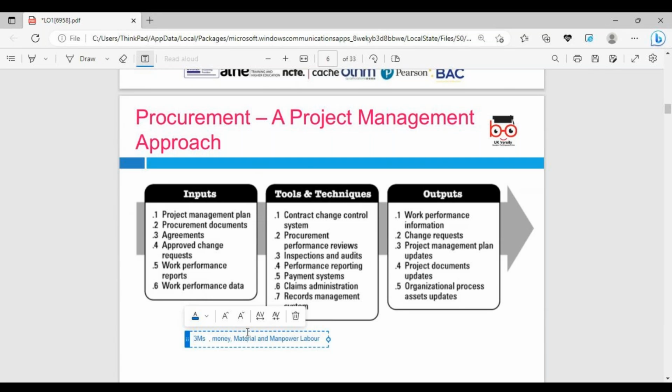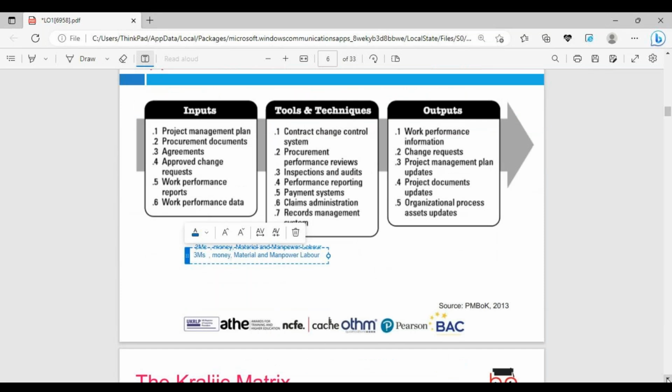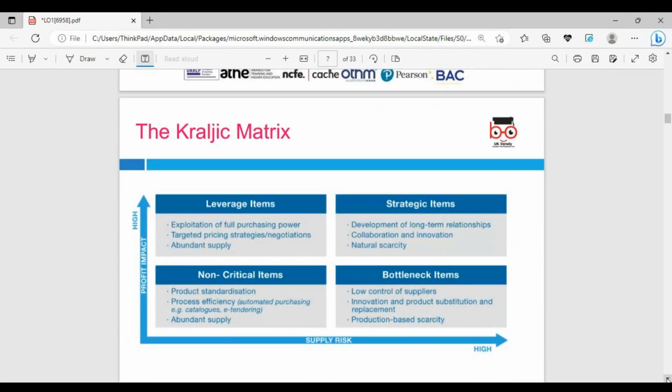That's which we can look around. If you manage your inputs and processes, you get the outputs: work performance information, change requests, project management plan updates, project documents updates, and organizational process asset updates. These can be outputs which we can look around and we can create the documents.